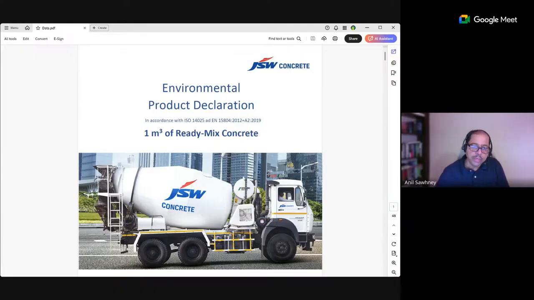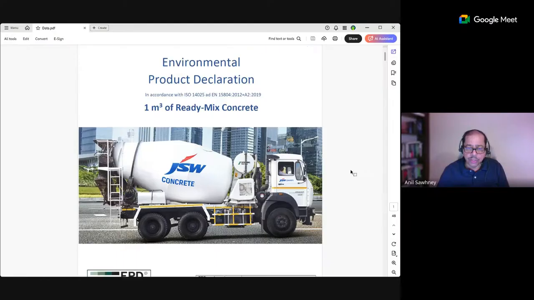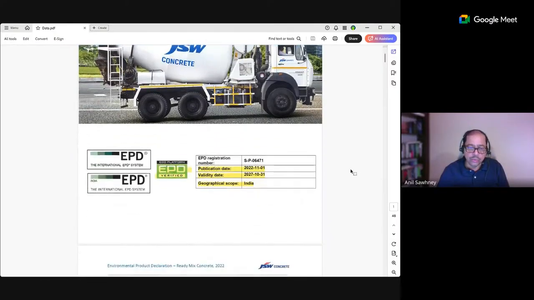So I'm going to use this as an example to share and level set. Some of you already probably are experts, but I'm going to do a very basic example here. So this is an EPD produced by JSW Concrete for ready-mix concrete. Few things to note, and I've tried to highlight those. You can see here that it is a verified EPD. It is still valid because it's still 2027. You want to make sure that any EPD you use has a validity date beyond the project that you're working on. It's for India.